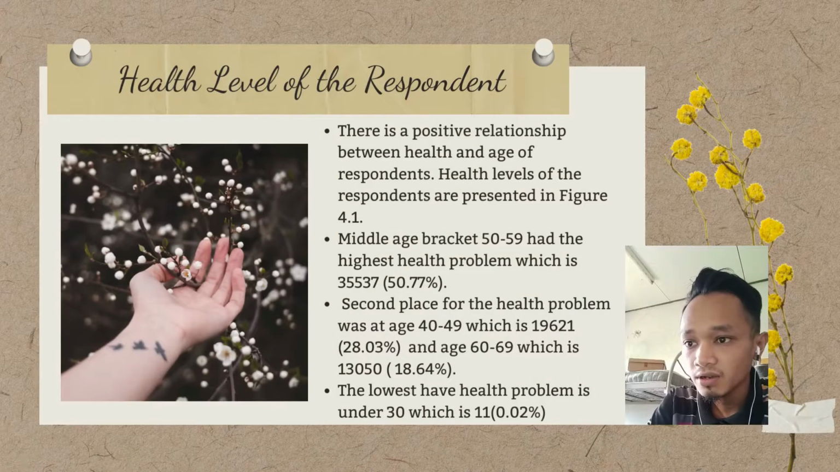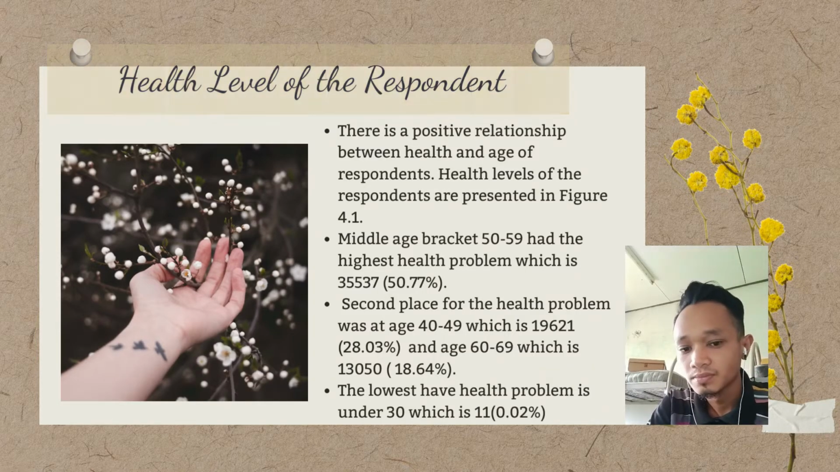Next is the health level of the respondents. Most studies indicate that there is a positive relationship between health and age of respondents. The health level of the respondents is presented in figure 4.1. In general, the findings show that the middle age bracket 50 until 59 had the highest health problem, which is 50.77%. Second place for health problems was at age 40 until 49, which is 28.03%, and age 60 until 69, which is 18.64%. The lowest health problem is under 30, which is 0.02%.